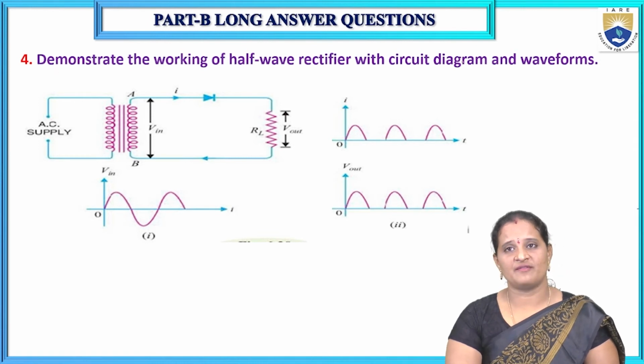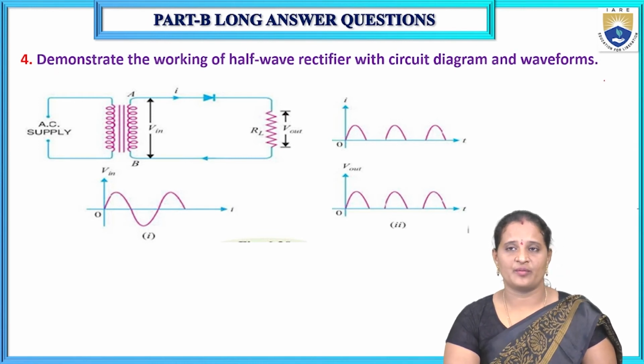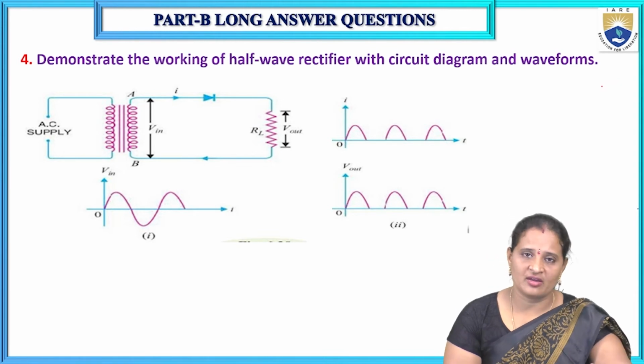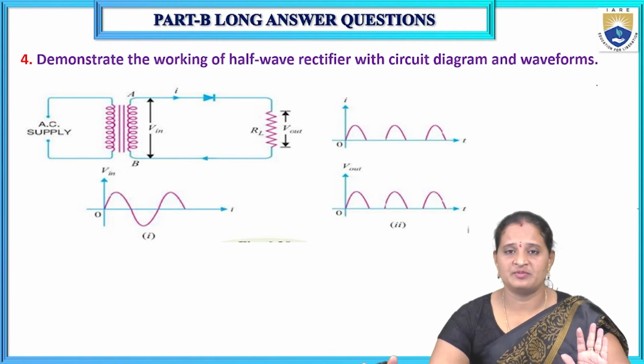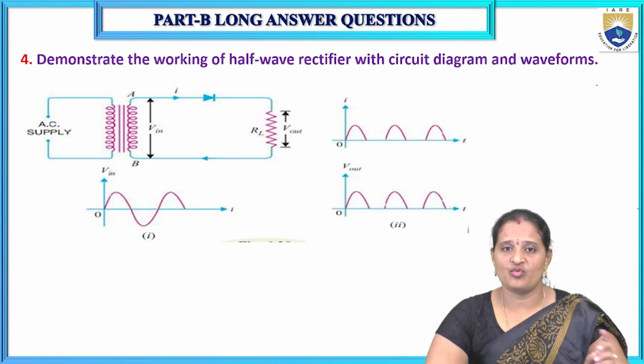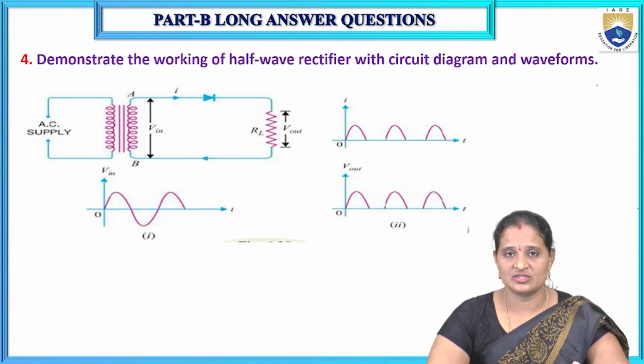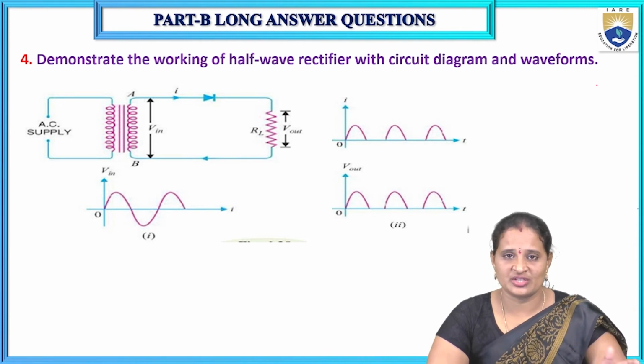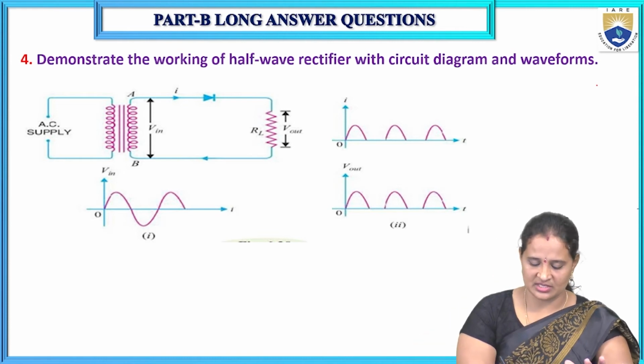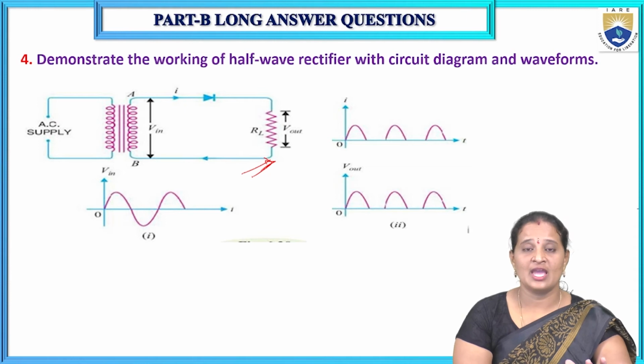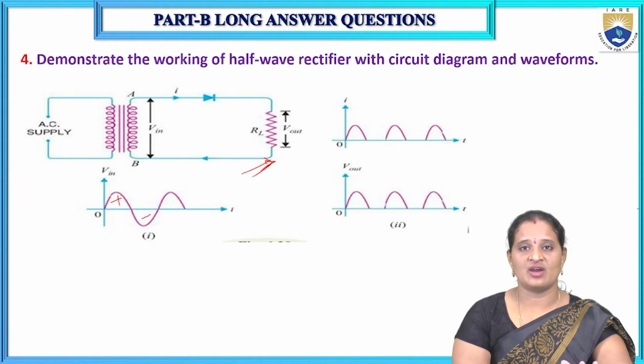Demonstrate the working of a half-wave rectifier with circuit diagram and waveform. First, define a rectifier. What are the types of rectifiers we have, and what is a half-wave rectifier and why is it so called? Just mention those few points and draw the half-wave rectifier circuit diagram. This is the half-wave rectifier circuit diagram. Explain the operation of the half-wave rectifier during the positive half cycle of input and during the negative half cycle of input.